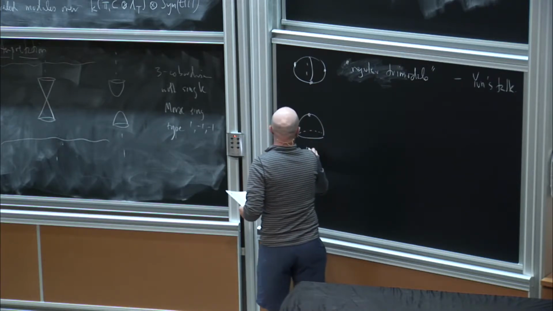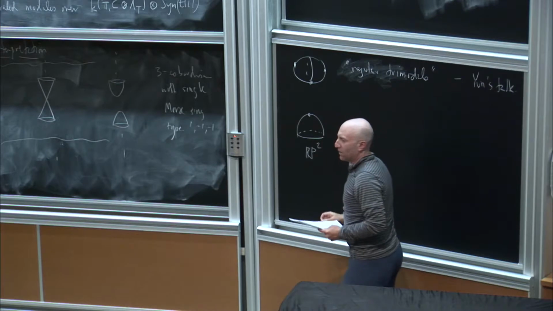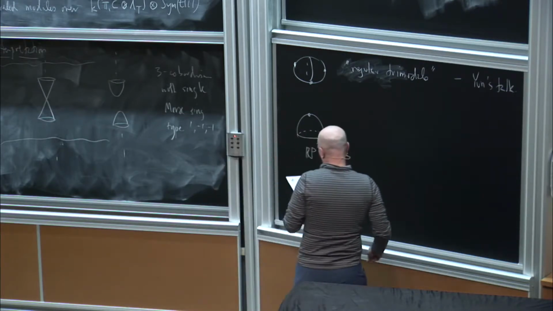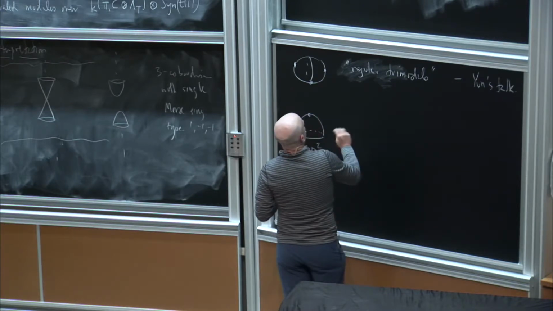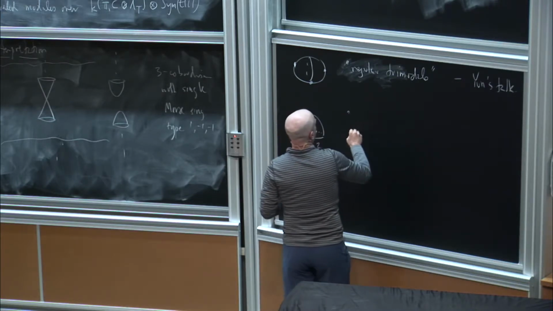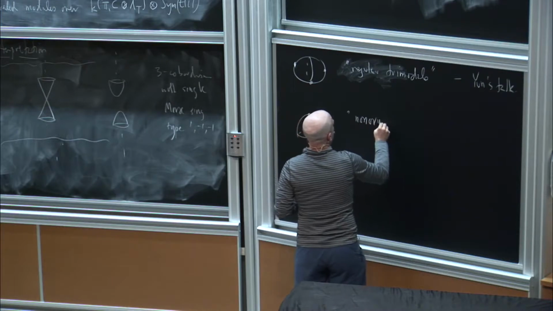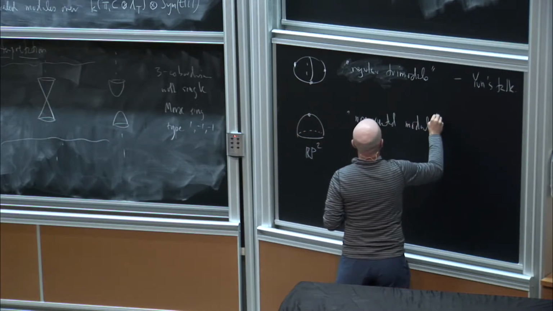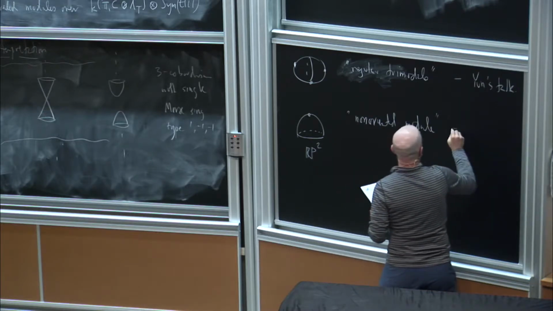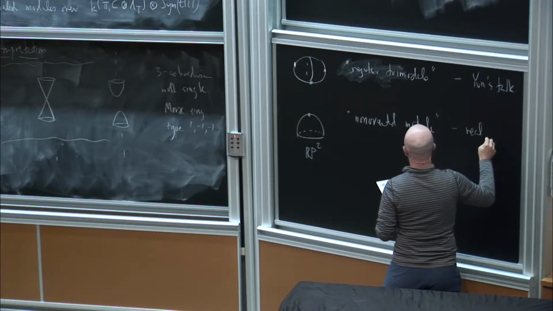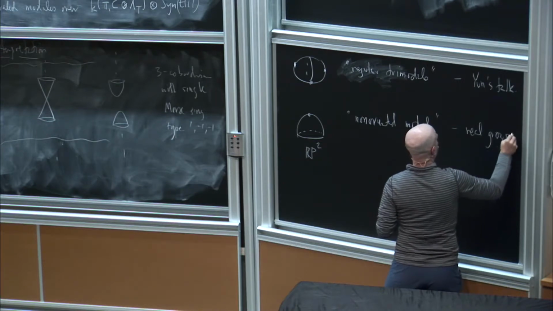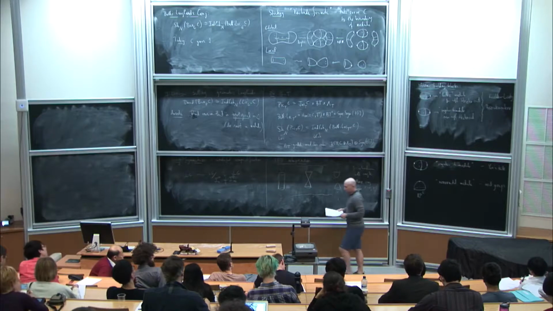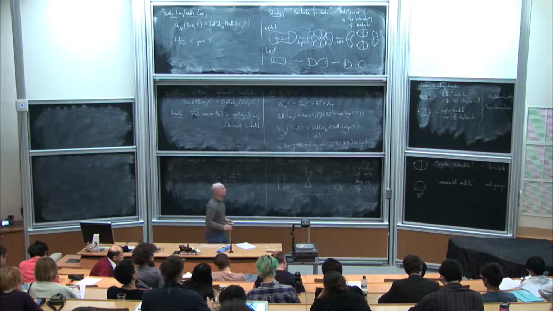This is supposed to be a picture of RP2. So at some point you'll bubble off RP2 with one point, and this is a non-oriented module. And I won't say anything about it, but this has an important role to play in the theory of real groups. Okay, so those are the building blocks.